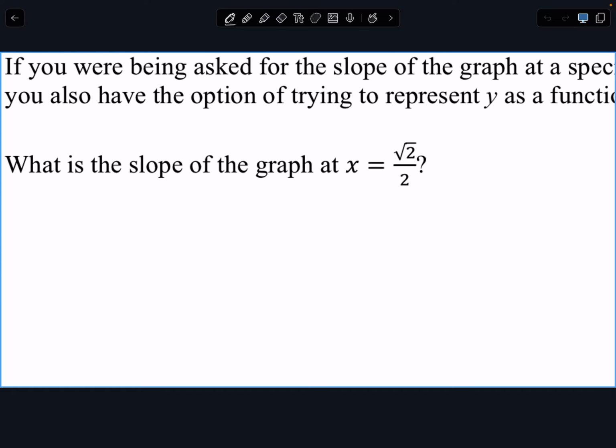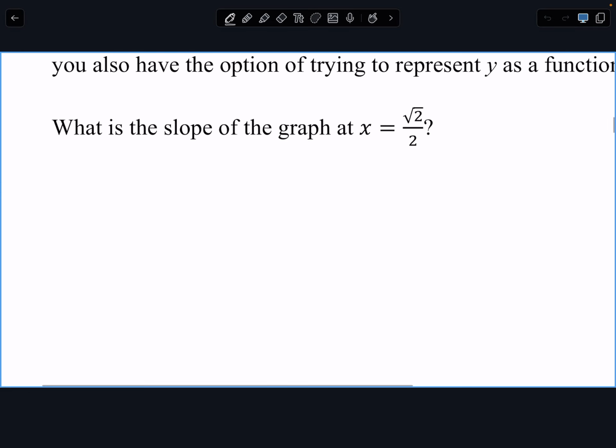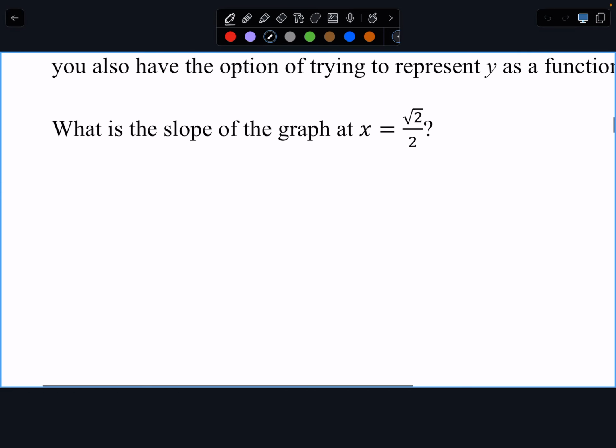So if we want to know the slope of the graph at x equals root 2 over 2, and the reason I chose to use the unit circle here is we are so familiar with points on the unit circle, right guys?